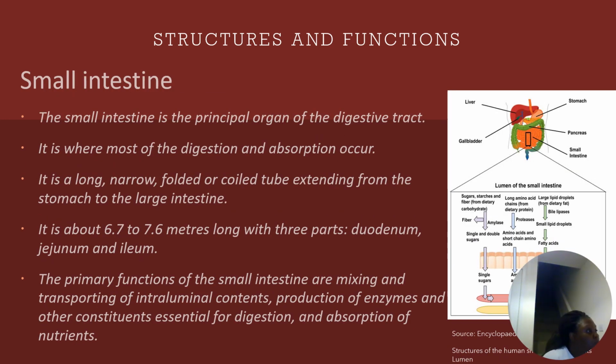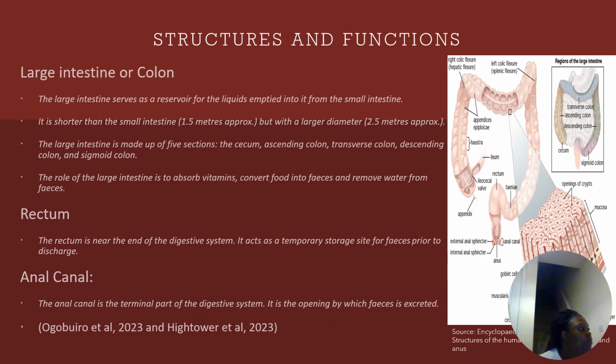Next, we have the small intestine. The small intestine is the principal organ of the digestive tract. It is a long, narrow, folded and coiled tube extending from the stomach to the large intestine. The primary functions of the small intestine are mixing and transporting of intraluminal contents, production of enzymes, and other constituents essential for digestion and absorption of nutrients.